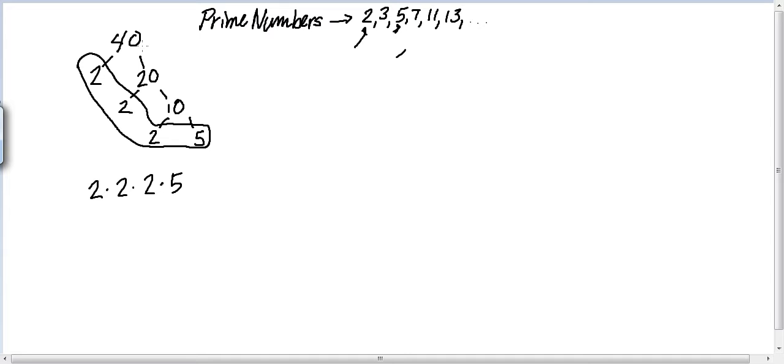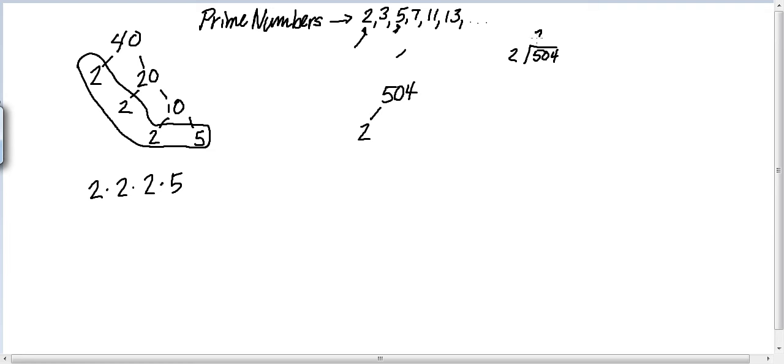In fact, there's a rule in math that says every number can be written with a unique combination of prime numbers. Now, let me show you a little bit harder one just to show you how this works on a big scale. I'm going to do the number 504, let's say. So 2 goes into 504, and I know that because it ends with a 4. 2 goes into any even number.